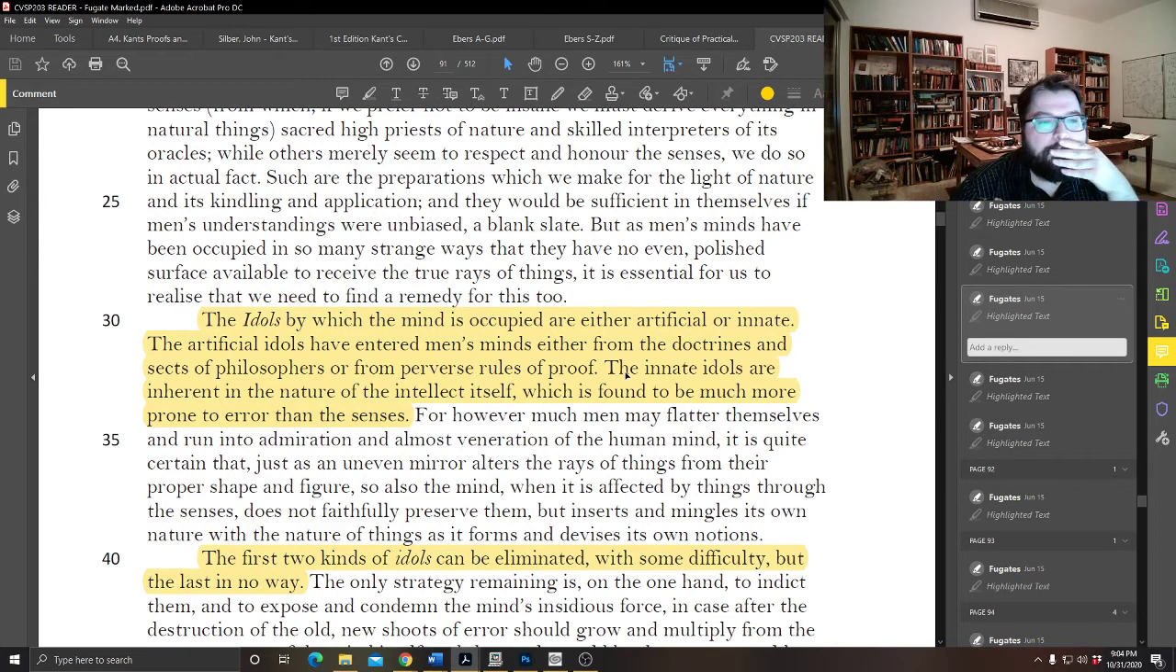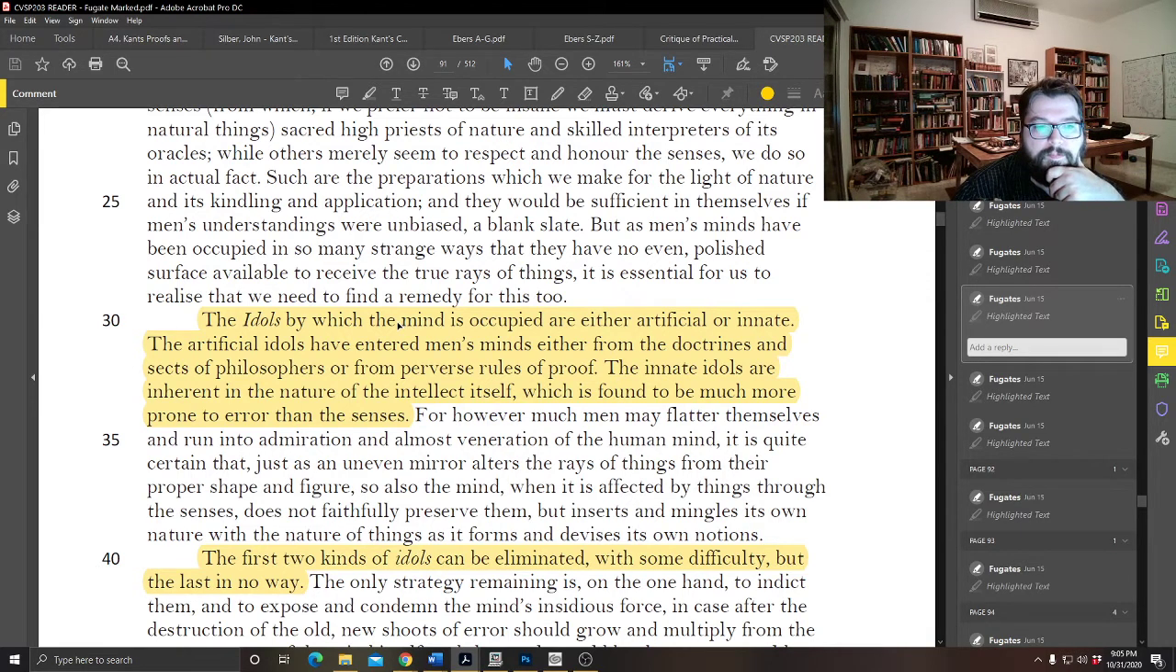So the idols are like the inherent curvature of the human mirror. And to decipher what's in the mirror, we have to study that curvature precisely and design our method around that, or to counter that, right? So here he begins talking about the idols.